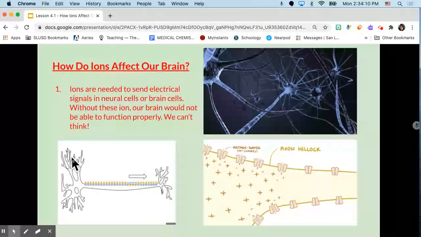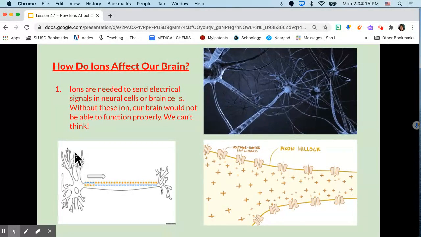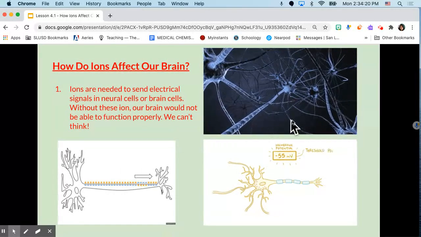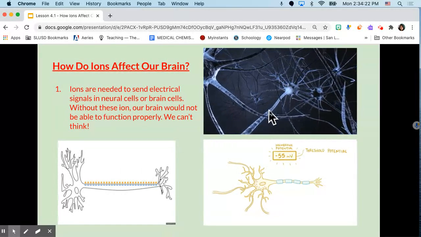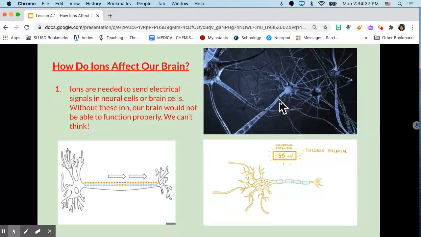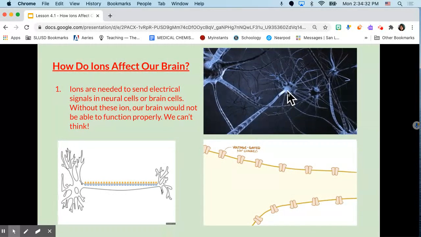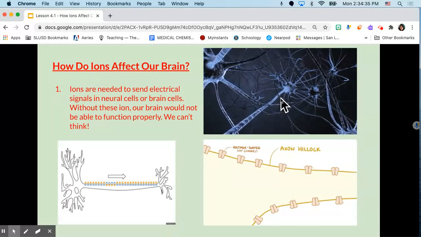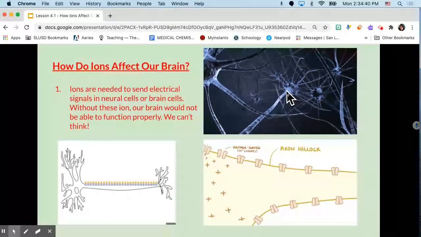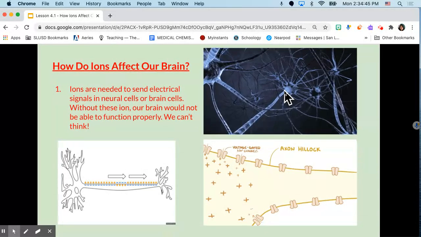Okay, so now let's talk about the third way that ions affect our body. They affect our body through our brains. So if we could zoom into our brain cells, this is what our brain looks like at the molecular or cellular level. This is one brain cell, super long, and you might see all these lights flashing, and these lights represent an electrical signal. Every time you think, you talk, you move, an electrical signal is being sent from your brain in order for you to function and do that thing.